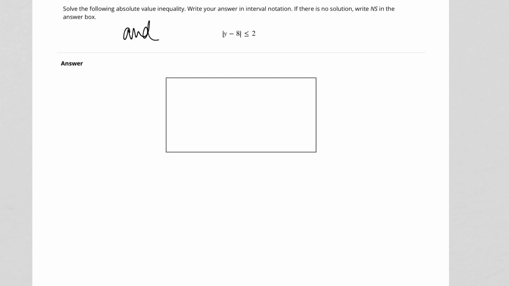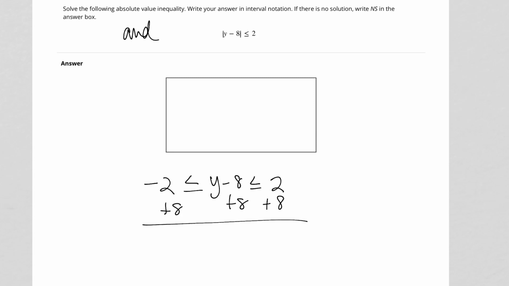which means I have y minus 8 in the middle, less than or equal to 2 here. I have a negative 2 with less than or equal over there. I end up with negative 2 less than or equal to y minus 8 less than or equal to 2. I'm going to add the 8 to all 3 pieces. It ends up giving me 6 is less than or equal to y is less than or equal to 10. And interval notation is going to be bracket, 6, 10, bracket.